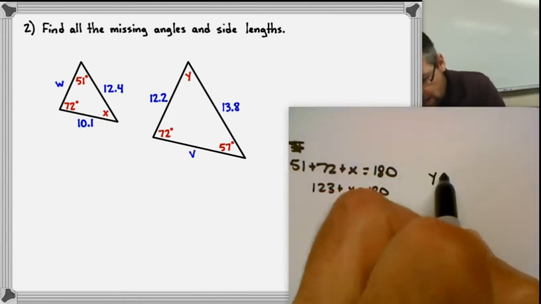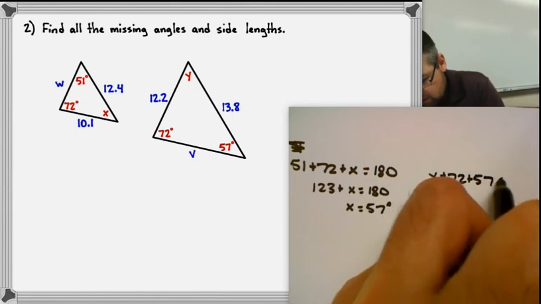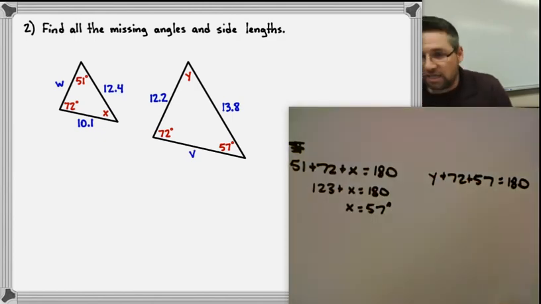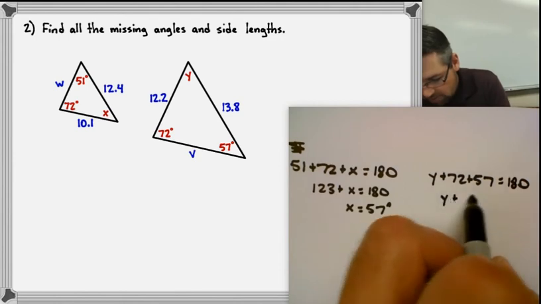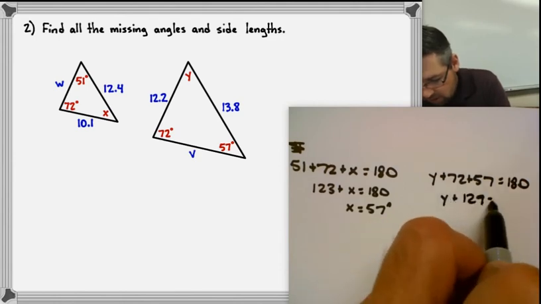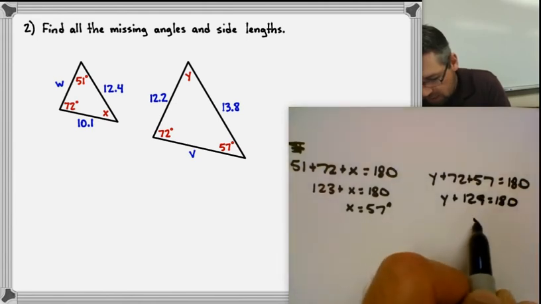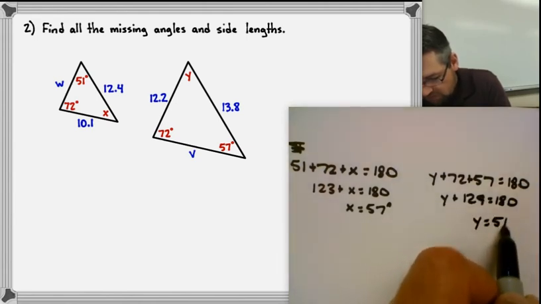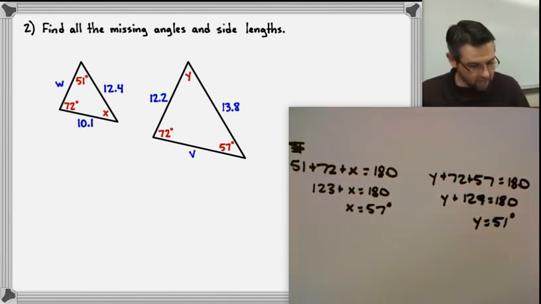We would say y plus 72 plus 57 equals 180 degrees. And then we combine like terms, so y plus 129 equals 180 degrees. We'll subtract that 129, we get y equals 51 degrees.